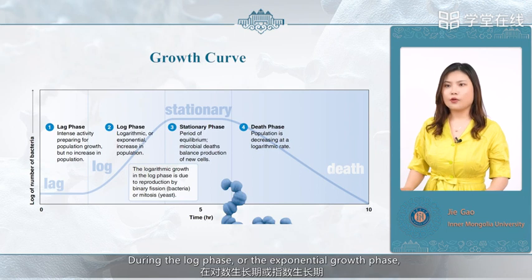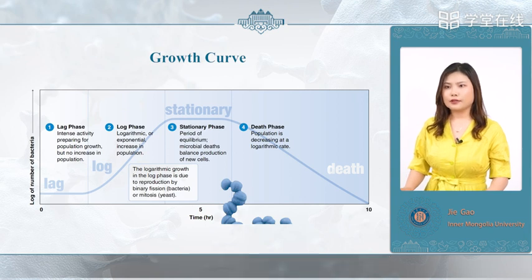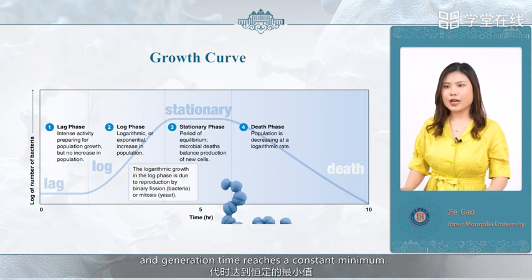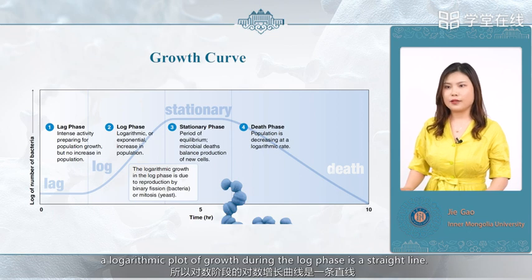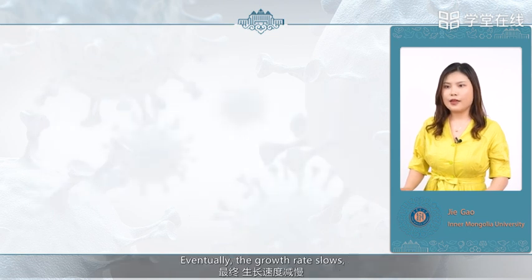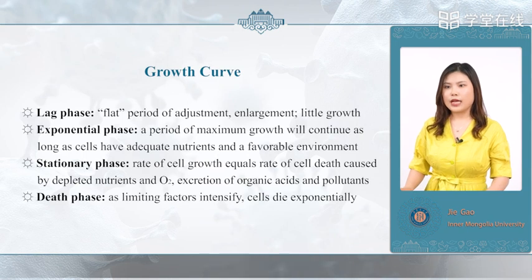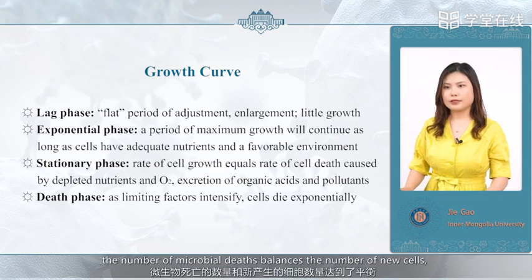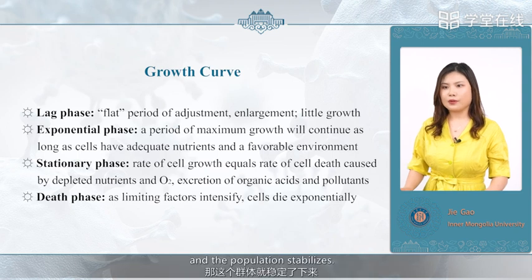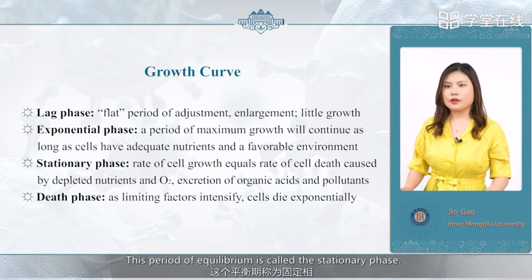During the log phase, or the exponential growth phase, the cells begin to divide and enter a period of growth or logarithmic increase. Cellular reproduction is most active during this period, and the generation time reaches a constant minimum. Because the generation time is constant, a logarithmic plot of growth during the log phase is a straight line. Eventually, the growth rate slows. The number of microbial deaths balances the number of new cells, and the population stabilizes. This period of equilibrium is called stationary phase.